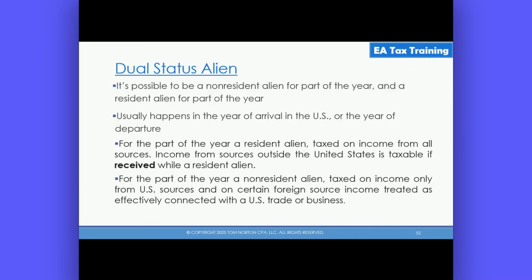So really, the dual status alien is pretty easy to understand once you understand the difference between a resident alien and a non-resident alien. It's just that they are one for part of the year and the other part of the year. So while they're a resident alien, they are taxed on all of their worldwide income. While they are a non-resident alien, they are taxed only on their U.S. source income. That's what it means to be a dual status alien.